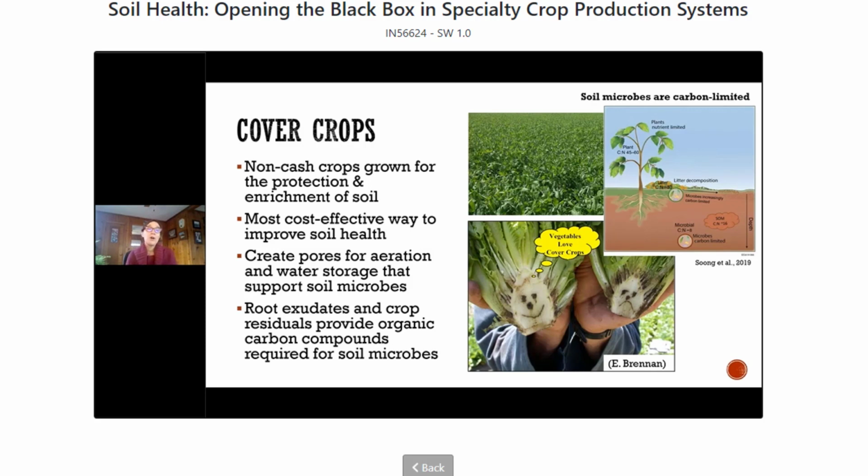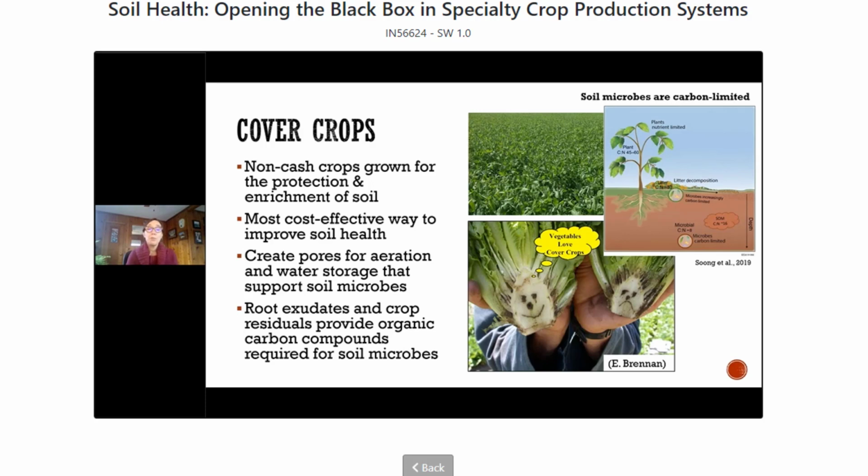A cover crop, by definition, is a non-cash crop grown for the protection and enrichment of soil. And it tends to be the most cost-effective way to improve the health of the soil. So how it's improving soil health, and potentially creating disease-suppressive soils, is that these crops are creating pores for greater aeration and storage of water in the soil. That's really important to support soil microbial communities.